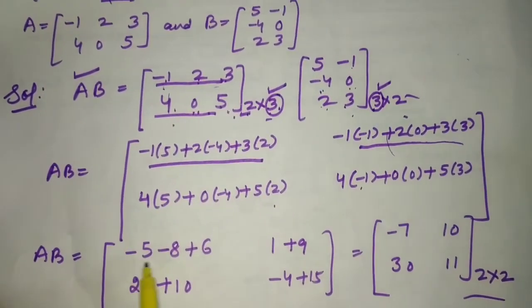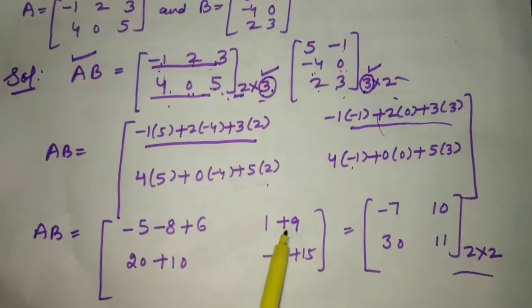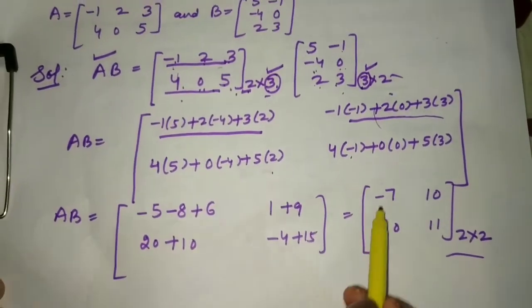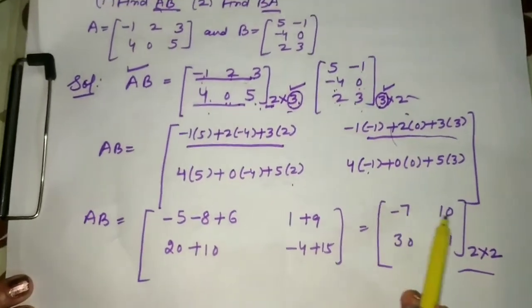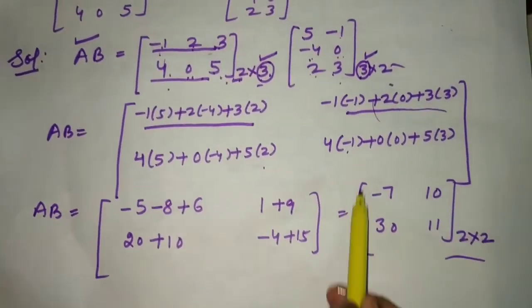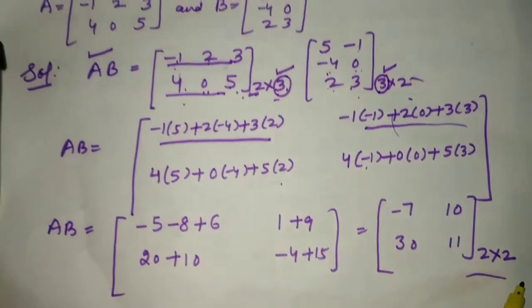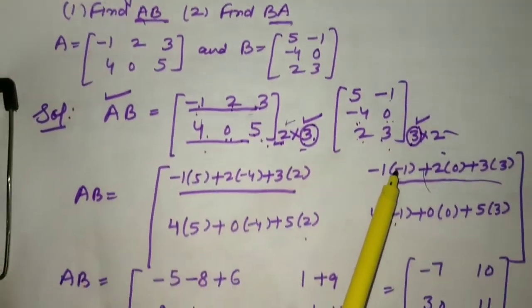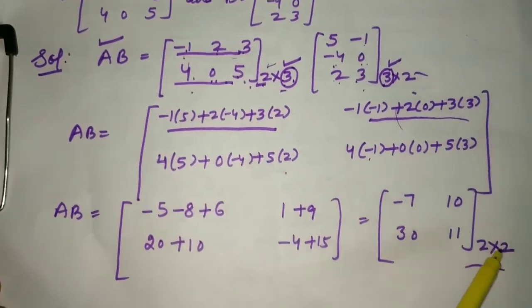This one I have calculated: minus 5, minus 8 plus 6, 1 plus 9, 20 plus 30 and minus 40, minus 4 plus 15. So I am getting minus 7, 10, 30 and 11. This is the matrix of order 2 into 2. I already said that whenever we get the AB matrix, it will have the order 2 into 2.